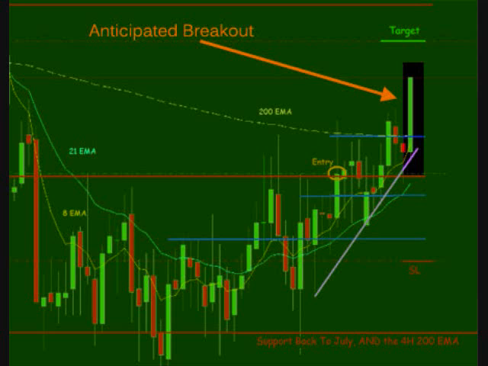Sure enough, it retested resistance at the 200 exponential moving average, and this time was the breakout. So this is another example of how the first breakout is not when to go in. Let it break out, wait for the pullback, and then the real breakout comes.